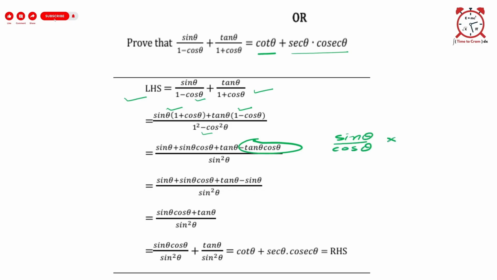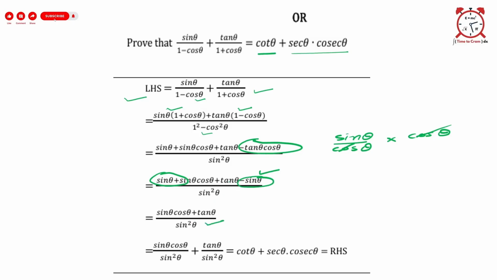And multiply by cos theta. So cos theta cuts here. So we will get here sin theta, and the rest of the 3 terms are as they are. So here sin theta and minus sin theta will cancel because they are opposite numbers, plus and minus. So we will get sin theta cos theta plus tan theta divided by sin square theta.